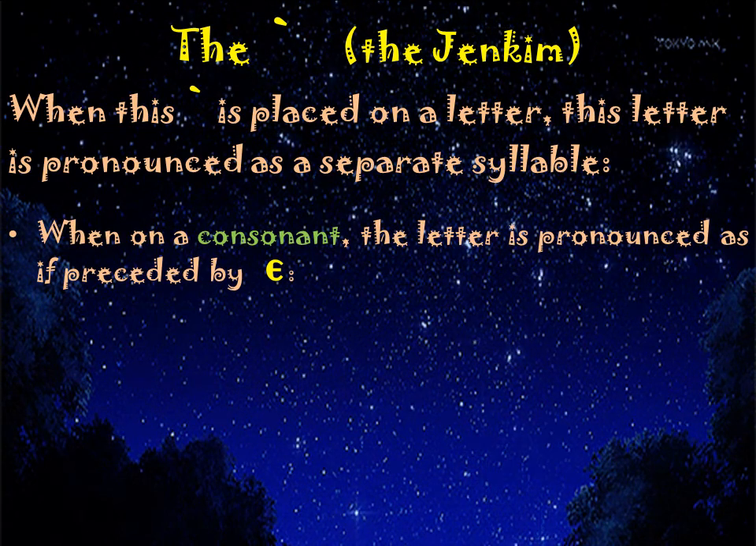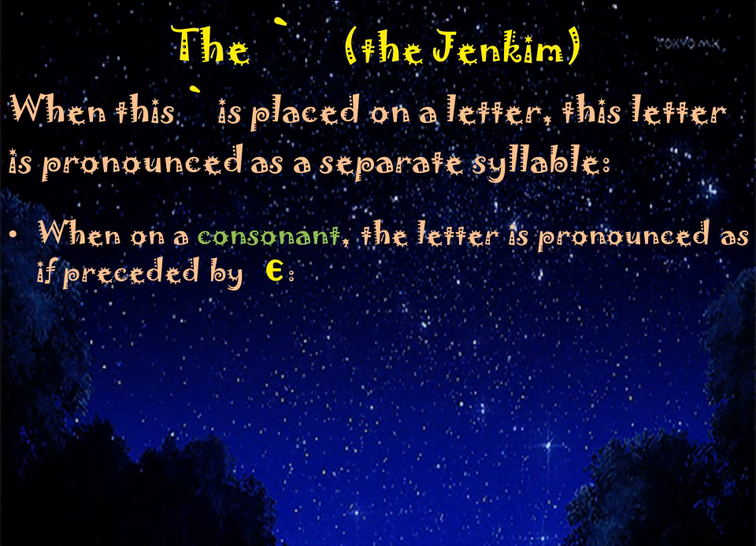So if this accent is on a consonant, because can you pronounce a consonant on its own? Like if you have an s, can you pronounce it? You can't. So you will need a vowel somewhere. So the letter is pronounced as if preceded by an a. If a consonant has this accent or Jenkem on it, it's pronounced as if there is an a before it, and this will be the syllable itself.